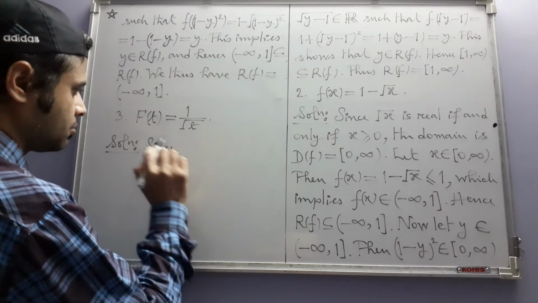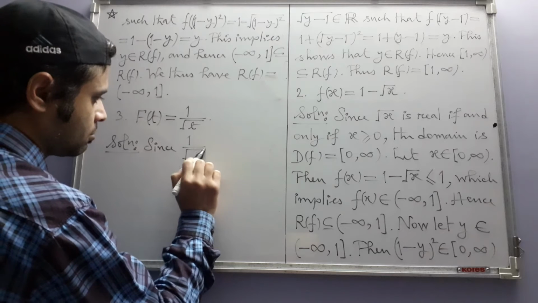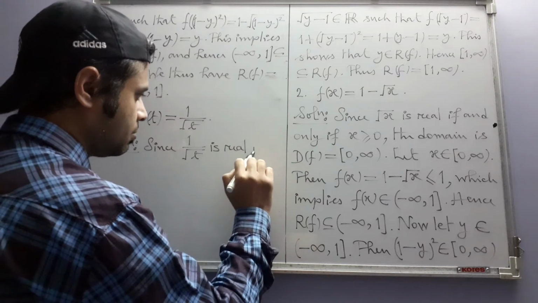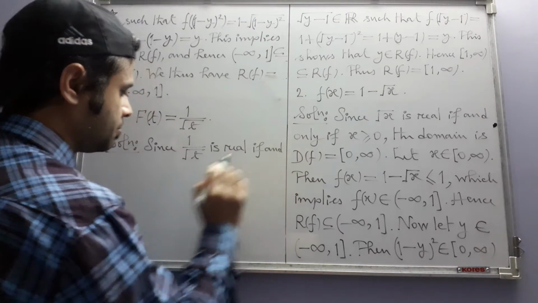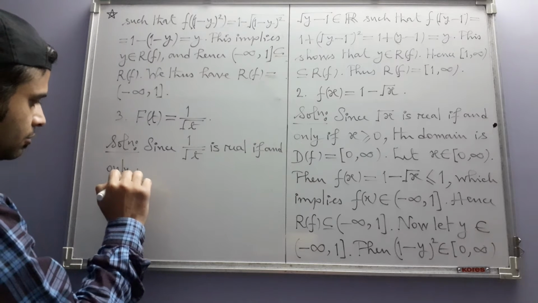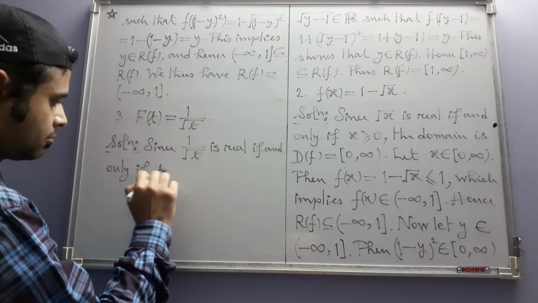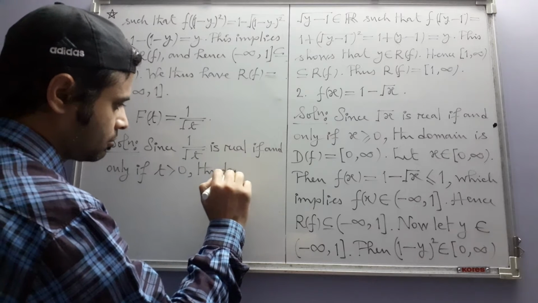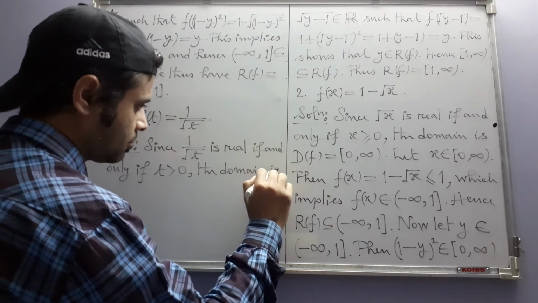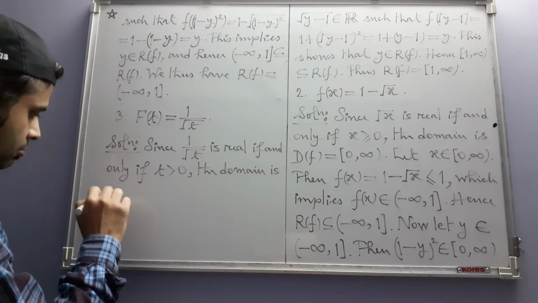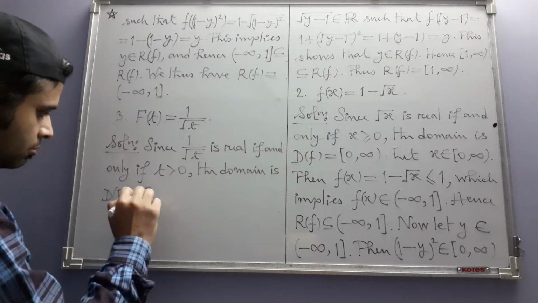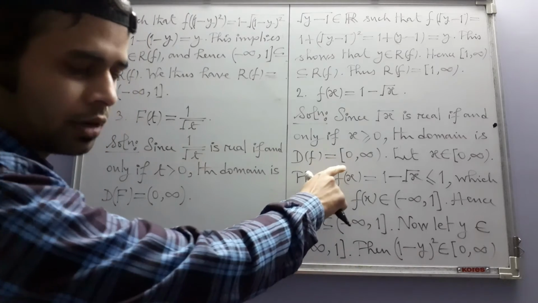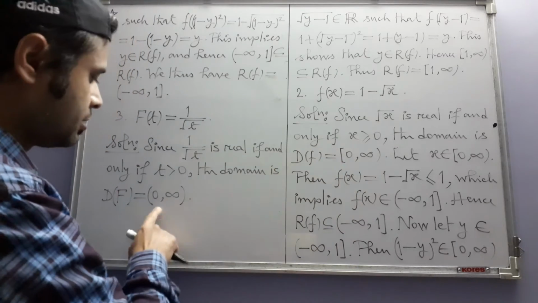Since this is real if and only if t is positive, the domain in this case is this open ray, not like this one. This contains 0, this does not contain 0.